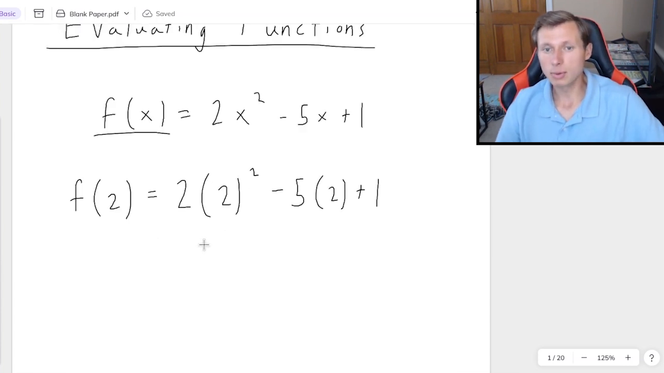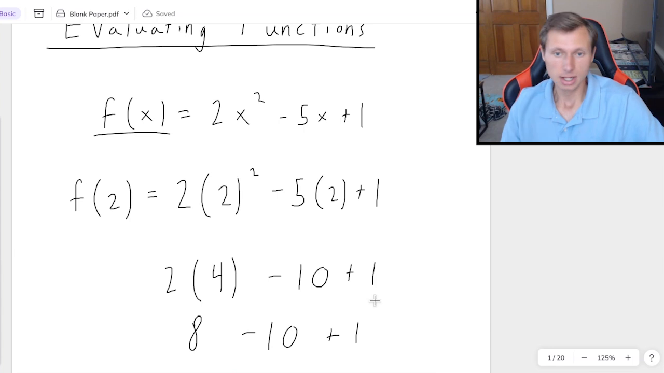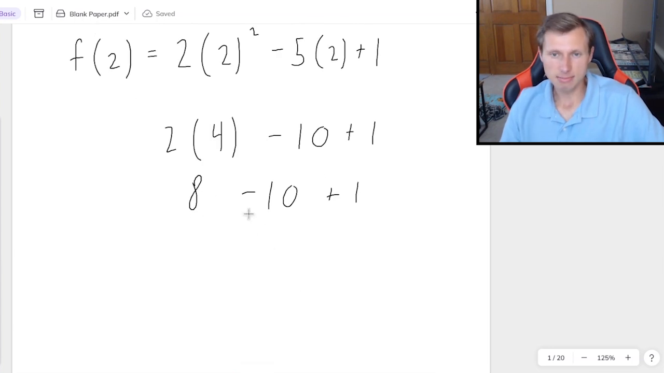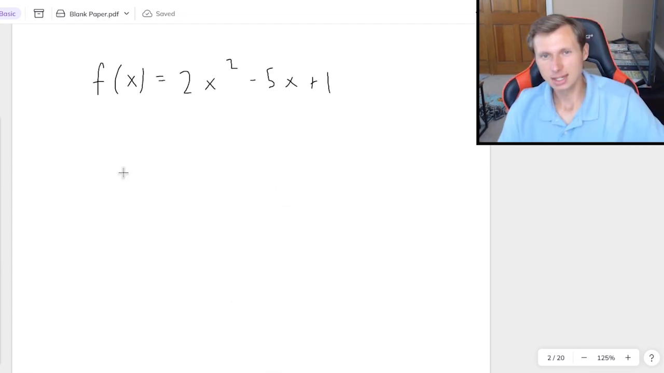So then order of operations would say to find 2 squared first, because exponents come before multiplication. So in other words, 2 squared is 4, and then 2 times 4 is 8, and then minus 5 times 2, so that's just minus 10, and then finally plus 1. So really what we have here is 8 minus 10 plus 1. That gets me negative 1, and that's my answer. I don't need to say anything else. We're done here. Now let's do another one.